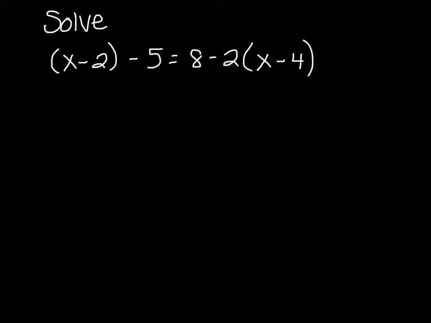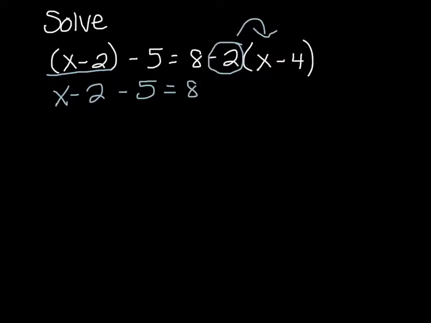When solving a long equation, we first have to start with distributing anything to get rid of my parentheses. So this first set of parentheses, there's nothing to the left, so I have x minus 2, and I'm going to bring down that minus 5. The second set of parentheses, I have a negative 2 to the left, so I'm going to distribute that. So I have this first one, negative 2 times x is negative 2x. Negative 2 times negative 4 is a positive 8.